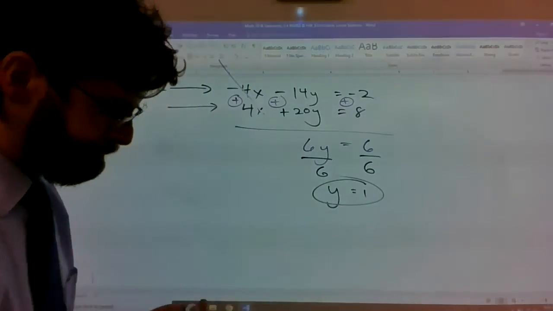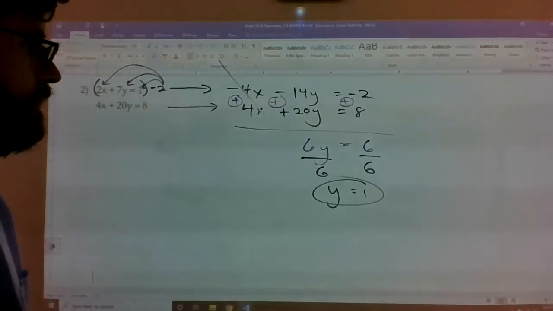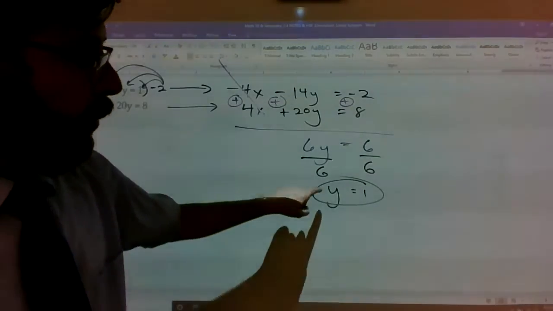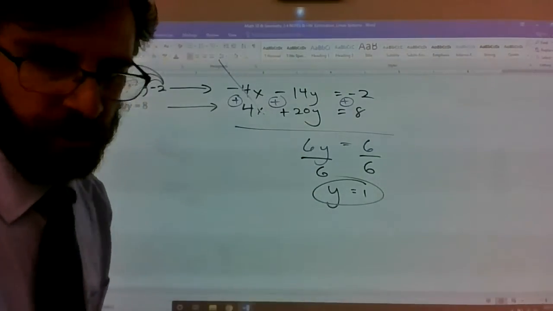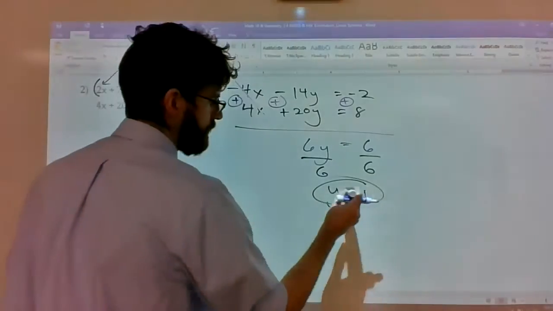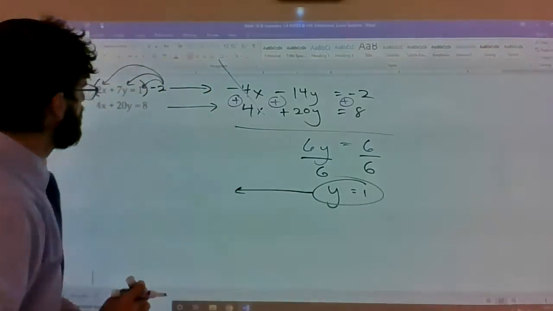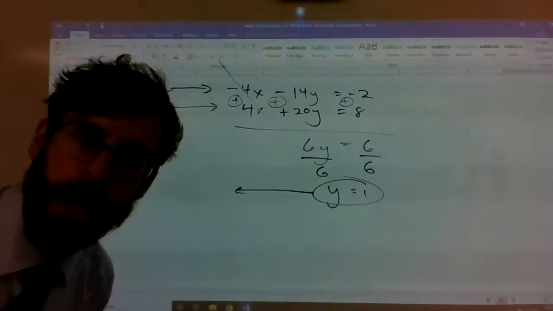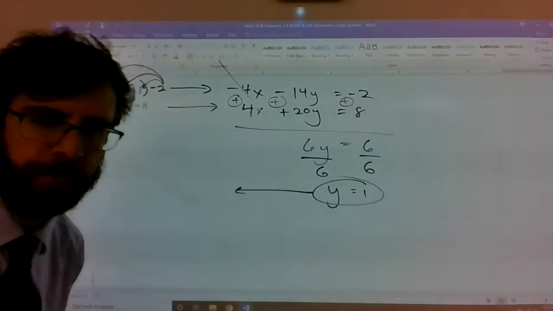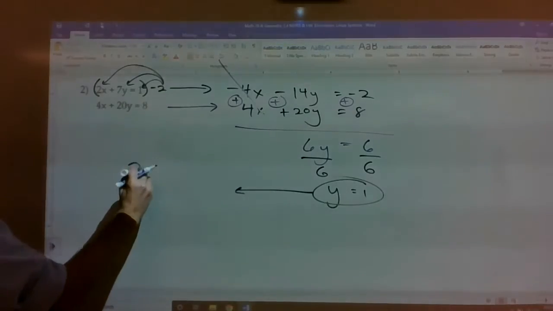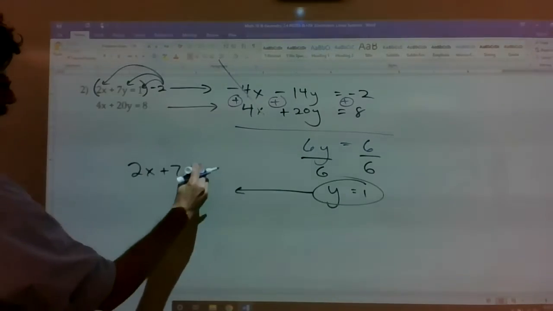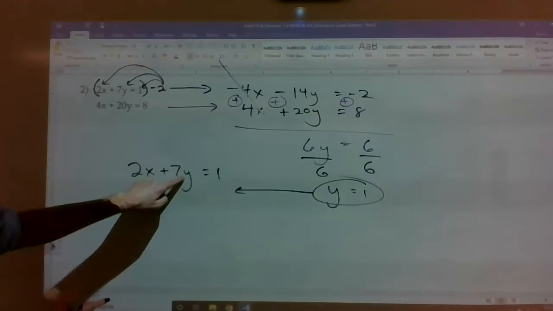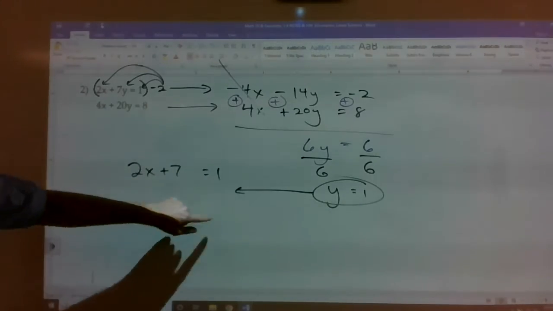Y equals 1. So now we plug y equals 1 into one of the originals. I'm going to pick 2x plus 7y equals 1. Smaller numbers are more manageable. So, take 2x plus 7y equals 1, and I'm going to replace the y with a 1.